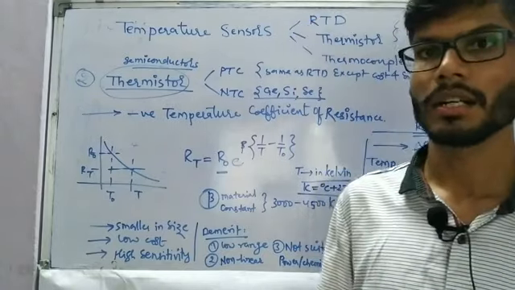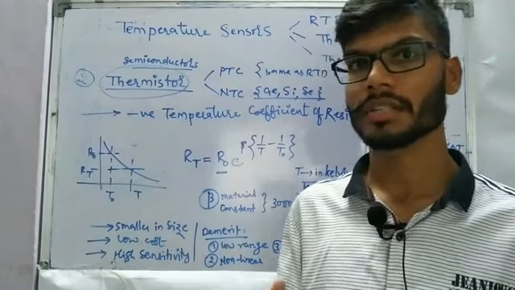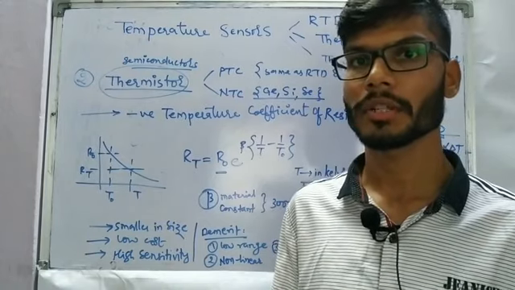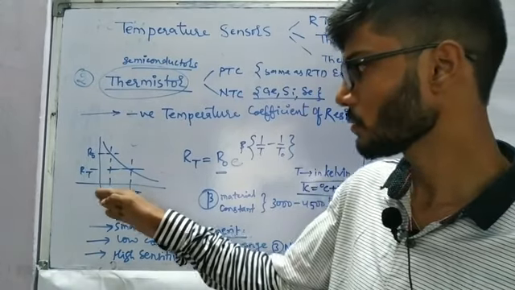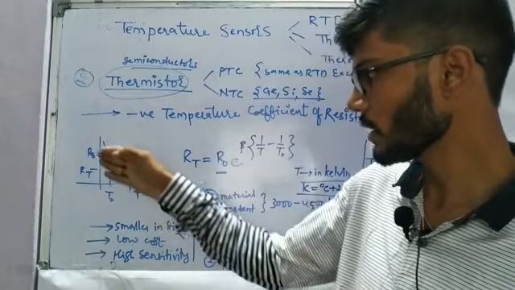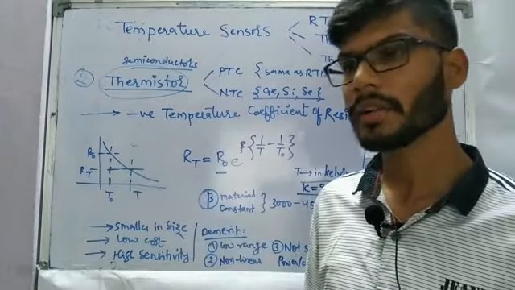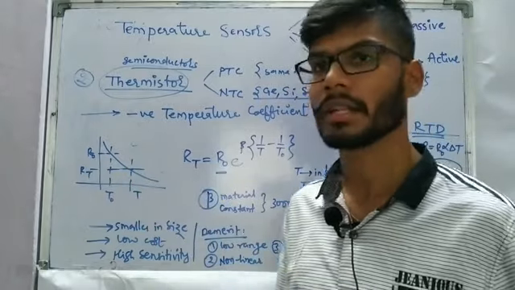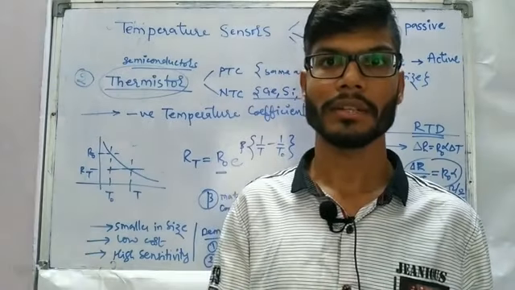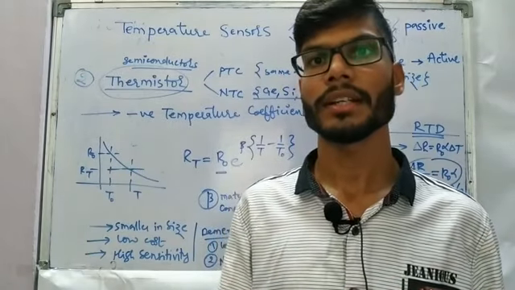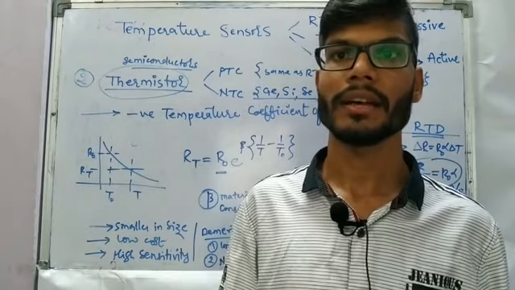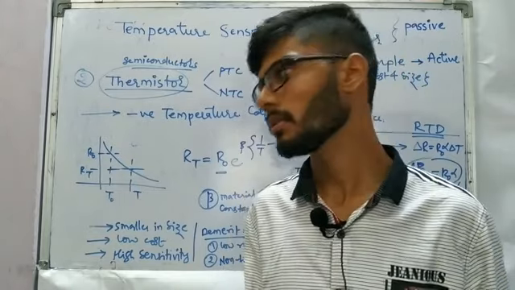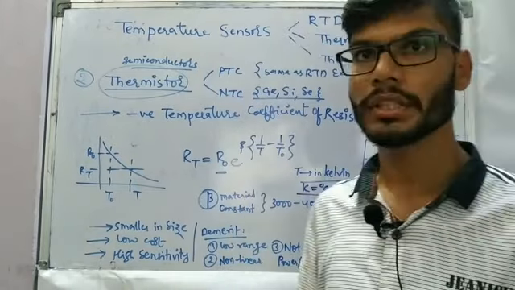Why so? Because it is going to be the non-linear one. The sensitivity is the rate of change of output divided by the rate of change of input. So on changing the input, the output is decreasing rapidly, so it is going to have higher sensitivity. And also, as we know, if we have more linearity, the sensitivity will be less, and if we have higher sensitivity, the linearity will be less. So they are always opposite to each other.